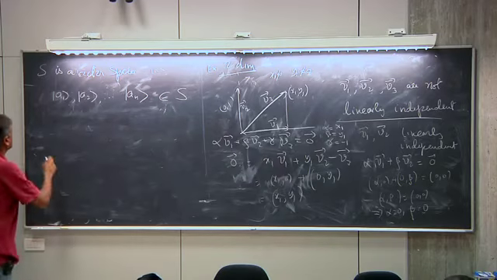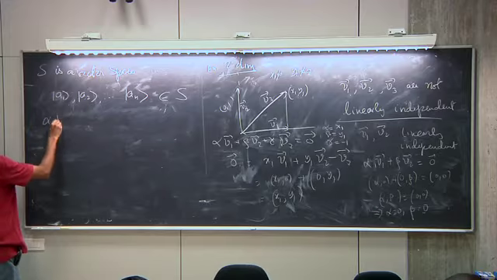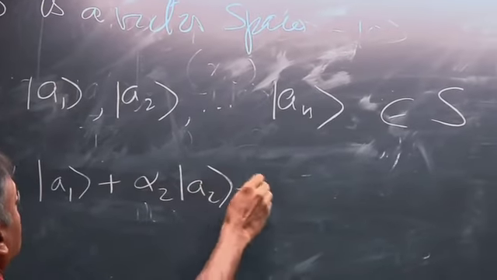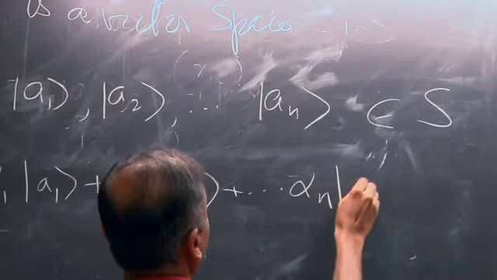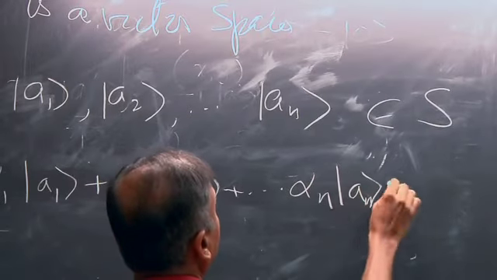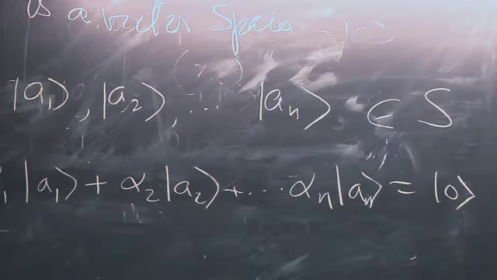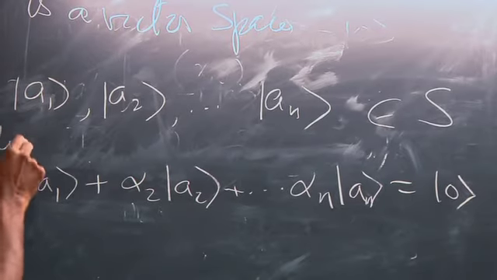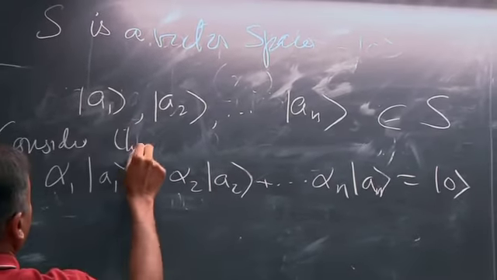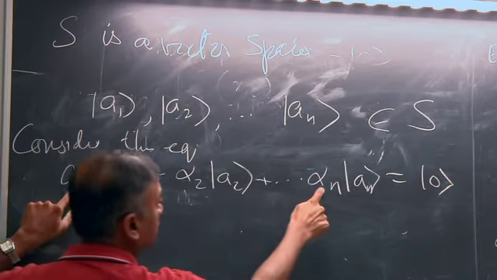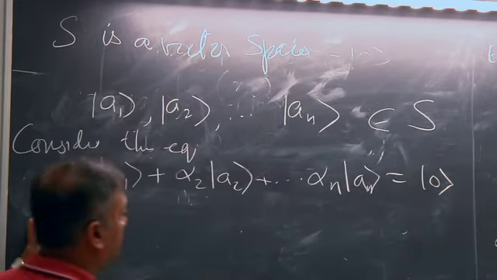Okay, and then consider the equation alpha 1 A1 plus alpha 2 A2 all the way up to alpha n An equal to the null vector. So we write down this equation. In this equation, I want to solve for the unknown quantities alpha 1, alpha 2, all these numbers, right? I want to solve that.